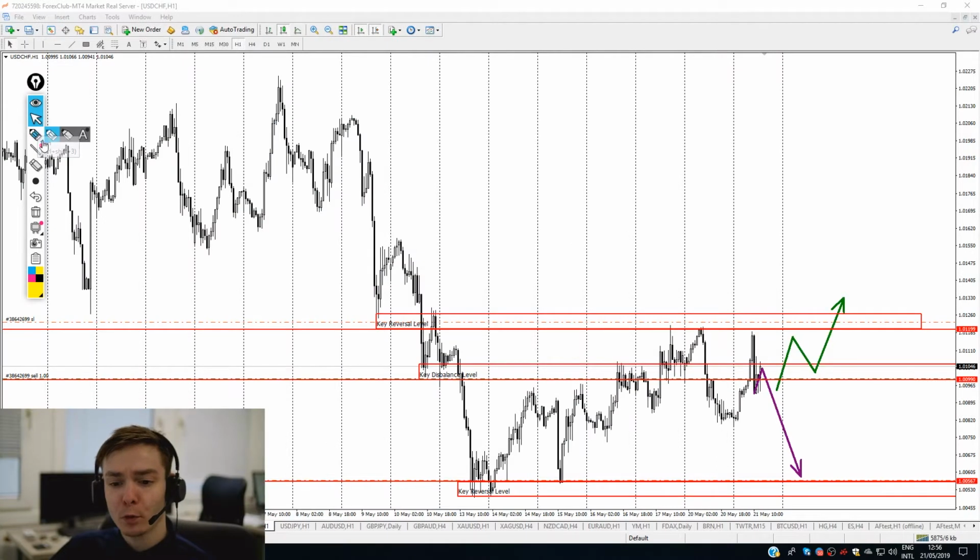Let's go directly to analytics. The first pair I would like to talk about is US dollar Swiss franc. You see these key levels of our horizon strategy. We have key reversal level here, we have key disbalance level here, and the horizon key reversal level.